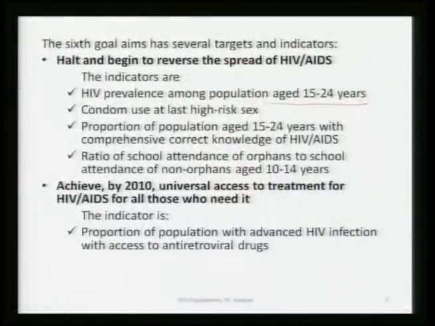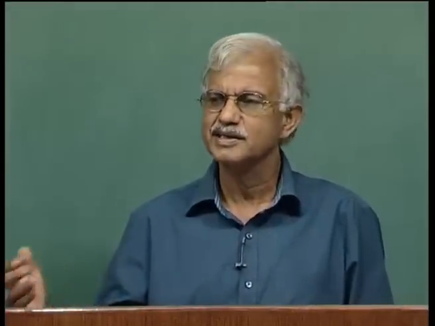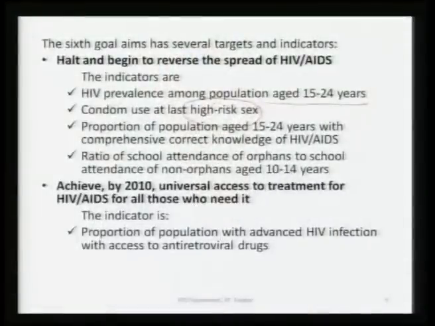Then condom use at last high risk sex, this is another indicator: what proportion of people use a condom at last high risk sex. What is high risk sex? High risk sex is that in which the chance of getting HIV infection is high, which may be in multi-partner sex or in sex with female sex workers or male sex workers or MSM behavior. So, among those engaging in high risk sex, multi-partner or MSM or FSWs, the percentage of condom users must rise.